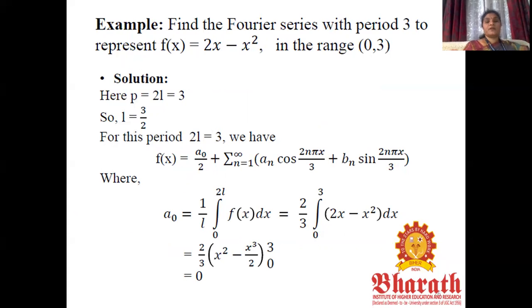Next example, find the Fourier series with period 3 to represent f of x equal to 2x minus x square in the range 0, 3. So here also L is calculated by using the formula 2L is equal to 3. From this L is equal to 3 by 2. For this period 2L equal to 3, we have the expansion f of x equal to a0 by 2 plus summation n equal to 1 to infinity an cos 2n pi x by 3 plus bn sin 2n pi x by 3.